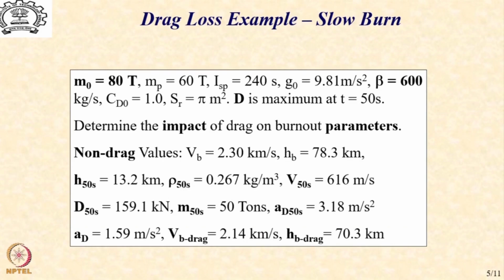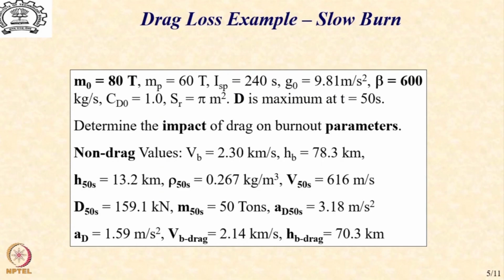So let us now look at the analysis step by step. Let us first calculate the velocity that this particular vehicle will reach in 50 seconds. It is the application of the same expression, that is the expression with gravity but without drag, and we find that this results in the velocity of 616 meters per second. The corresponding altitude that is reached is around 13 kilometers, which is not bad.